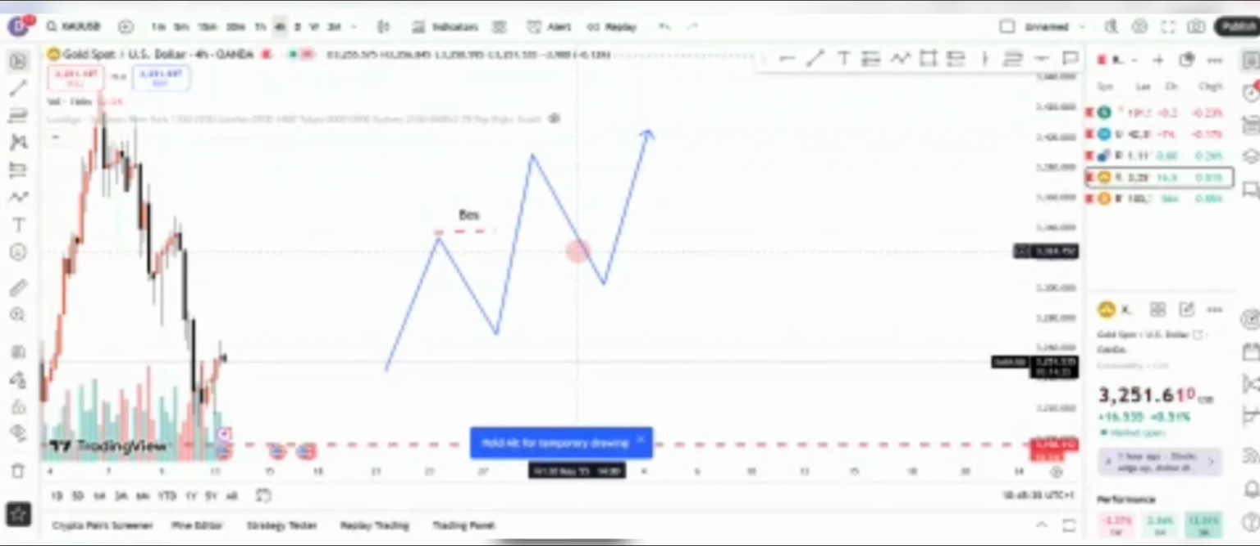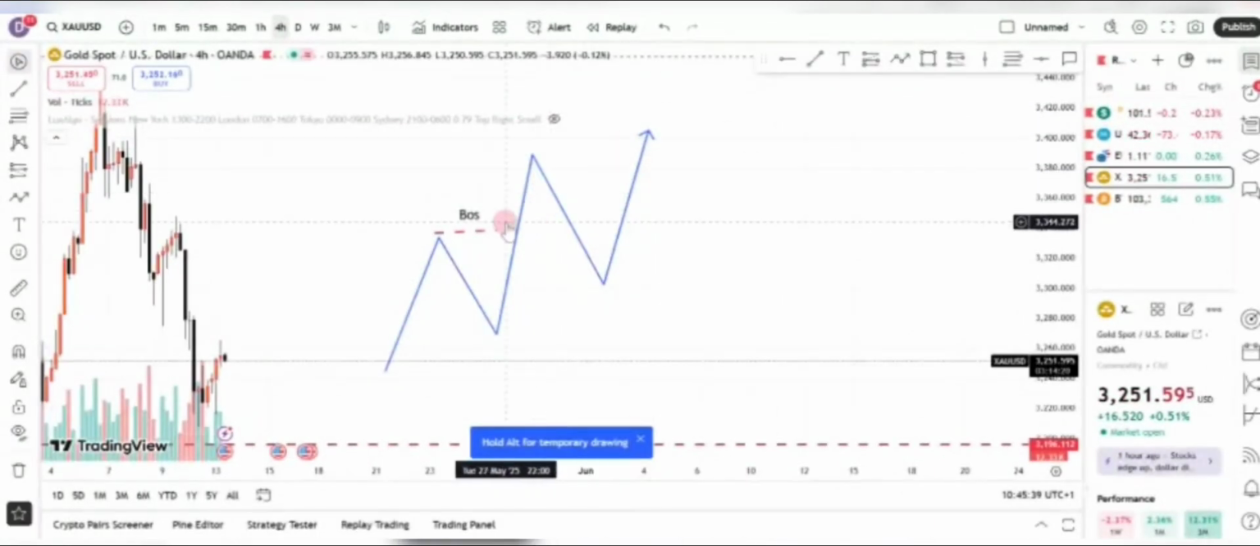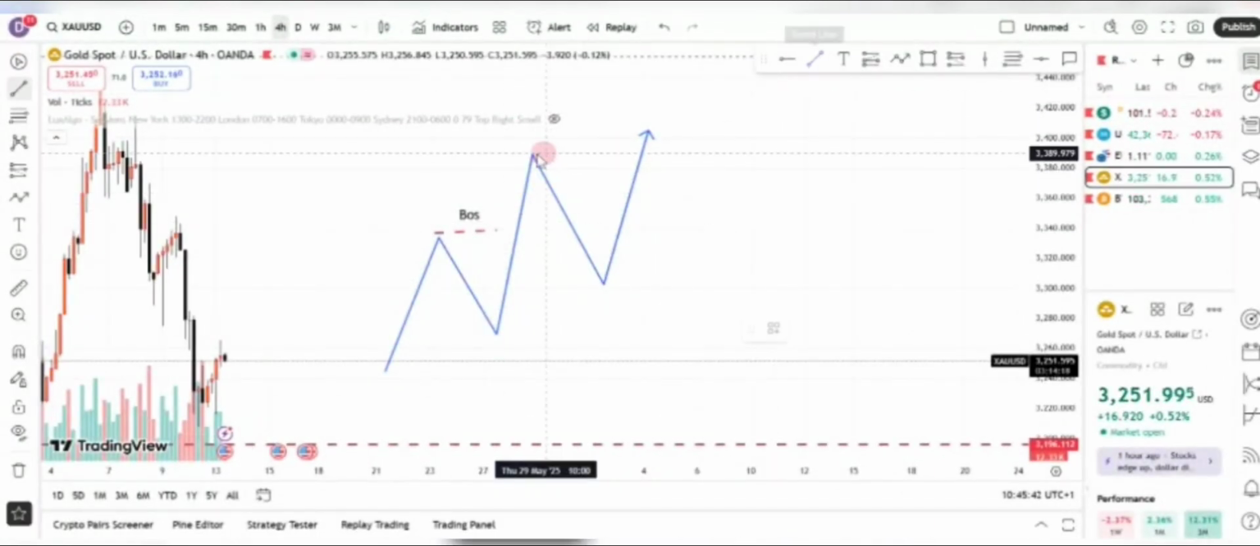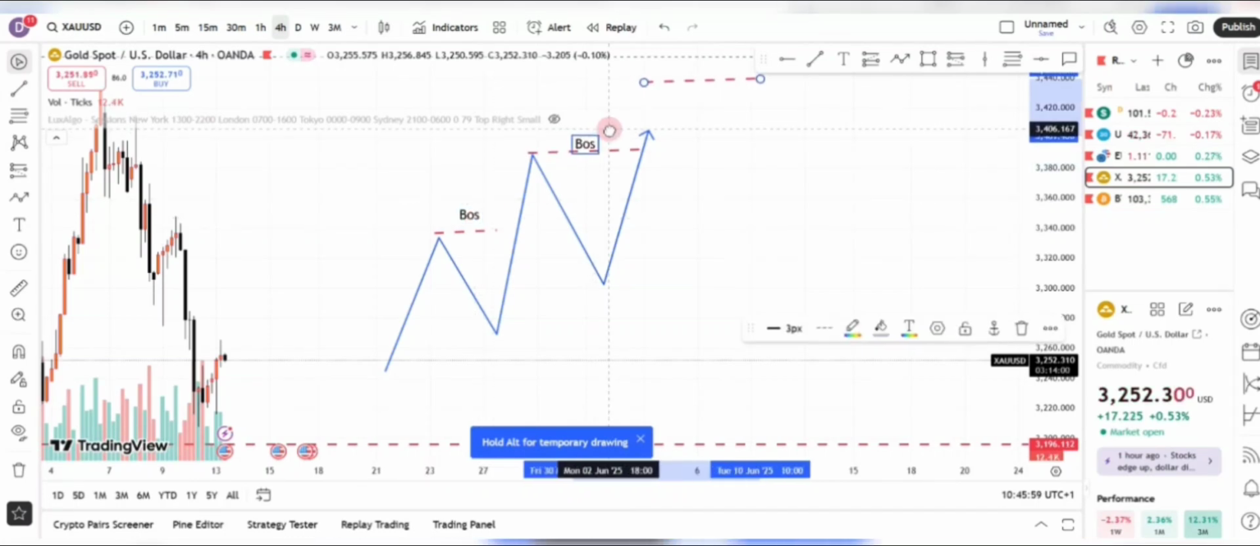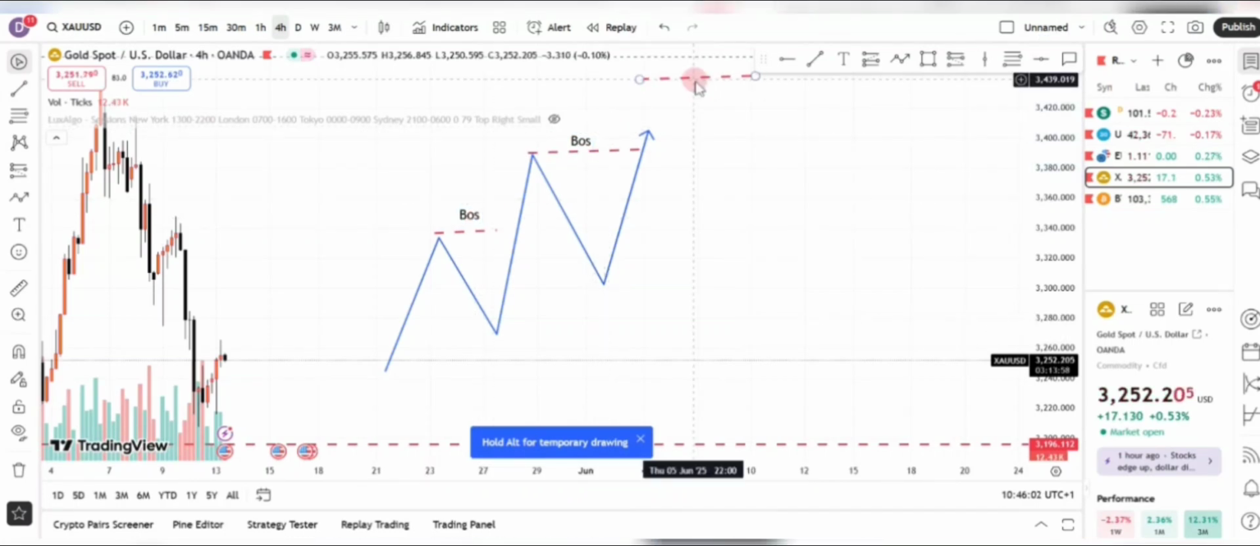Good. So that's it. Now, once there's another BOS here, what should we anticipate? We should also anticipate that price is going to retrace if this trend is valid. Do you understand? So there's another BOS here, and then possibly another BOS here. And the trend continues.